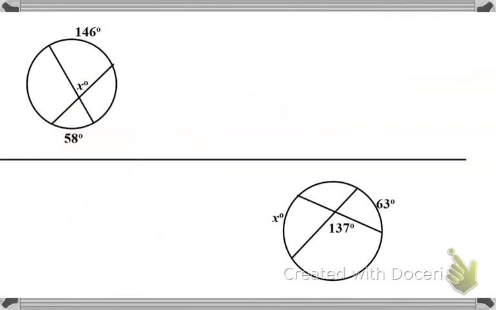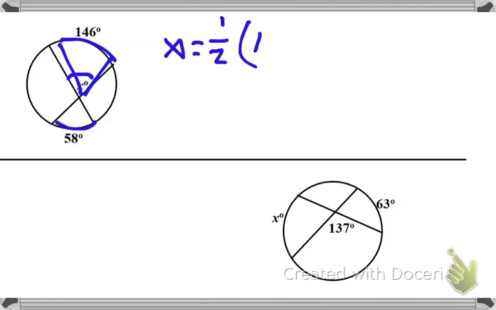So let's do a couple of examples here. So we're going to find x. So x is for this arc right there. So the angle x is equal to 1/2 the sum of the intercepted arcs. So that would be this angle intercepts that arc, this angle intercepts that arc. So we're going to take 146 plus 58. We're going to add those up, and then we're going to divide it by 2.